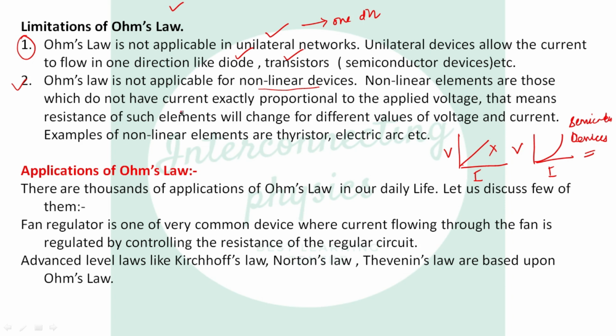Non-linear elements are those which do not have current directly proportional to the applied voltage. That means for such elements, the ratio changes for different values of voltage and current. The graph will not be a straight line. It will be some curved line between the voltage and current. So for this, Ohm's law is not valid. Examples of non-linear devices are thyristor, electric arc, semiconductor devices, etc.